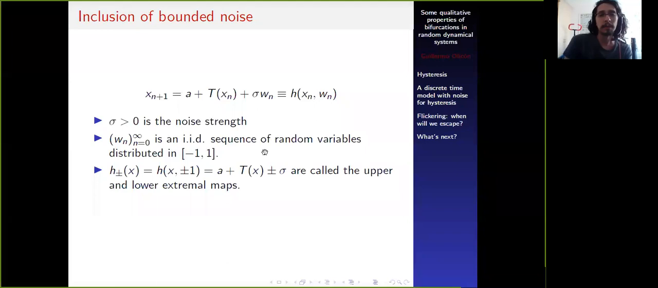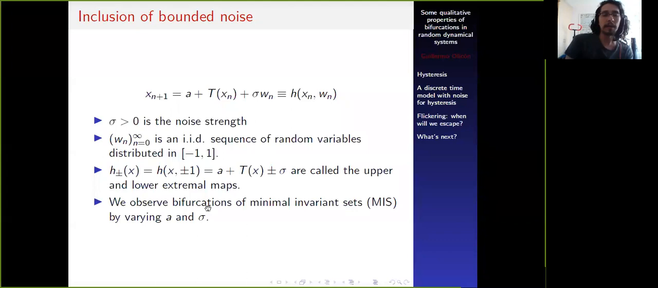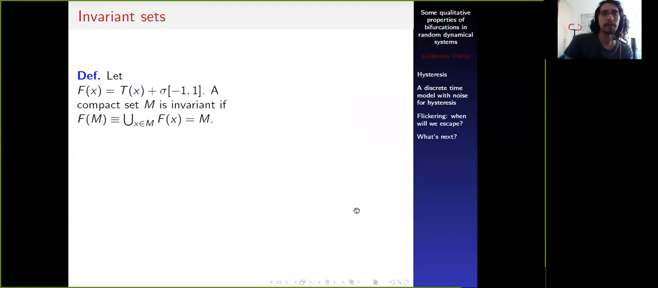Okay, and what we are gonna observe are some bifurcations of minimal invariant sets, and I'm gonna be more precise about it later. So first of all, what's an invariant set? So here the capital F is what people call the set valued maps. So you take X and then it's mapped to T of X, and then you include all possible values of the outcomes with the noise, right?